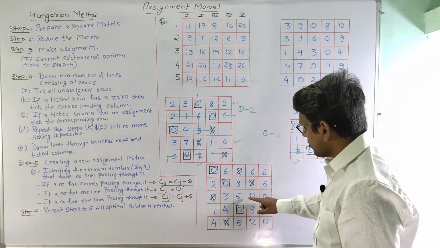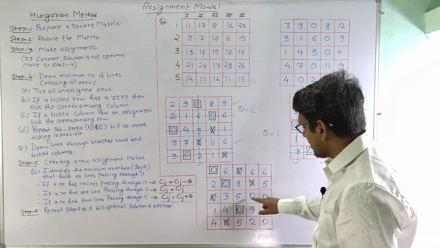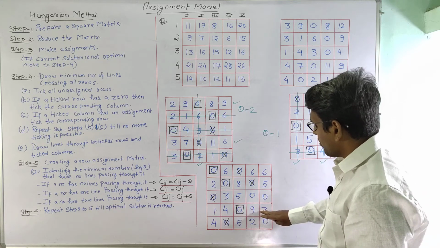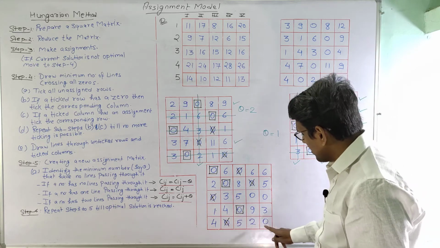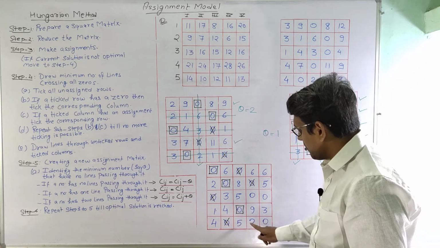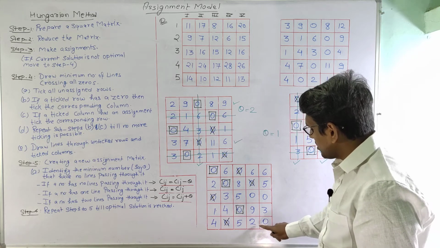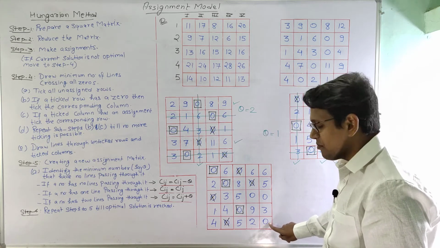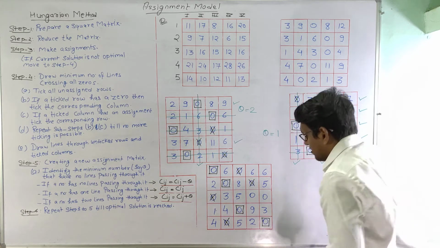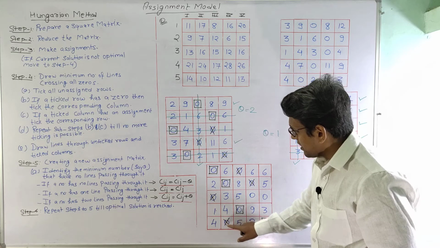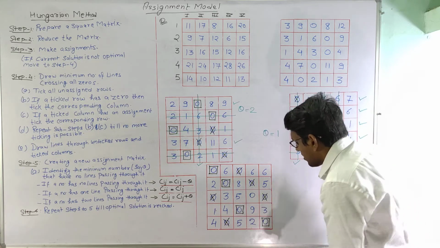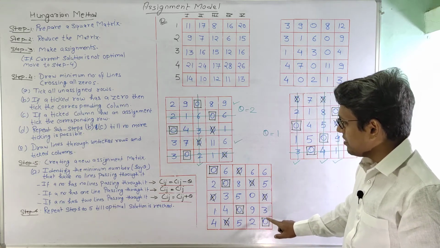Now moving on to row 3, we can see that there is more than one zero, so we will skip. Row 4 already has an assignment. Row 5, now there is one assignable 0 present. Previously there were 2 zeros, but one 0 has been cancelled out, so there is only one assignable 0 present. So we will assign this 0, and once it has been assigned, no more assignment can be done in this row or in this column. So this 0 has been cancelled out because this column already has an assignment.